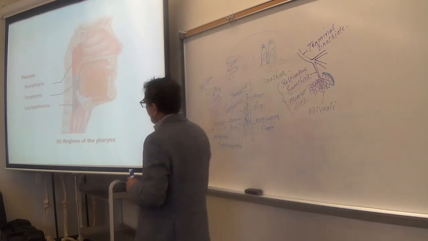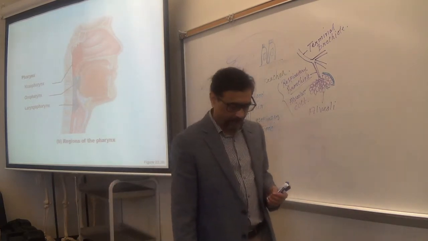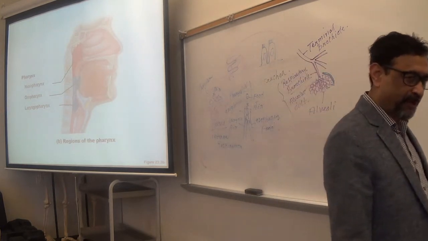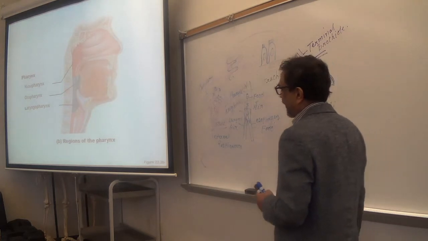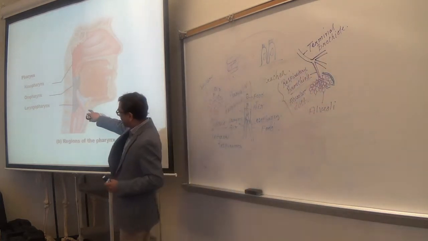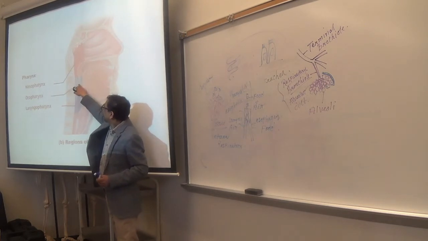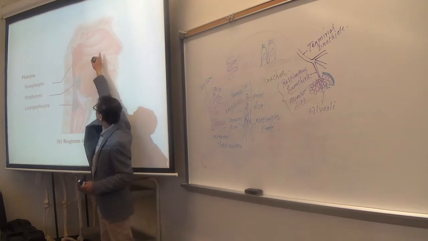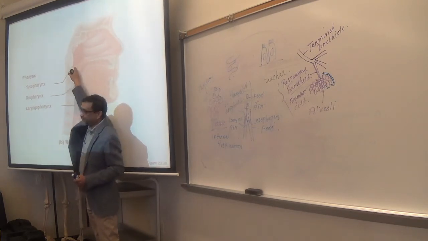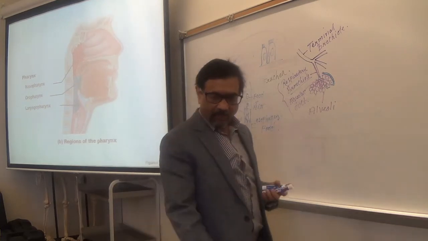Here you see nasopharynx, the top part, oropharynx, the middle part, and laryngopharynx is the last part. This part is the laryngopharynx. Oropharynx, this is mouth, oral cavity. So oropharynx is this part. This is nasal cavity. So nasopharynx is this part. Okay. So 3 parts of pharynx.